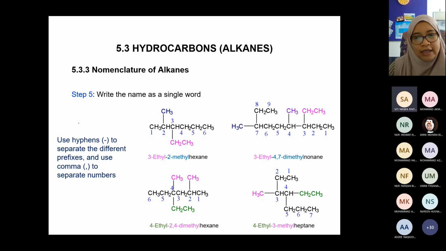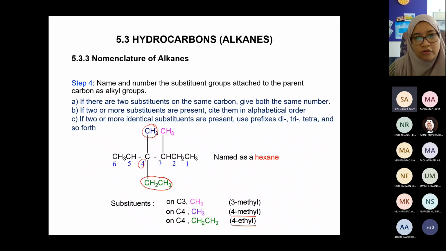Okay? If 2 or more substituents are present, cite them in alphabetical order. So as you can see, we have more than 1 substituent present. We have ethyl dengan methyl. Sudah. Siapa nak kena namakan dulu ni? Kita akan based on alphabetical order. So ethyl will be named first. Kita ikut alphabetical order, bukan ikut numbering. Numbering ni kita nak assign the lowest number possible. Itu saja. Tapi when we want to name the compound, kita akan based on alphabetical order.